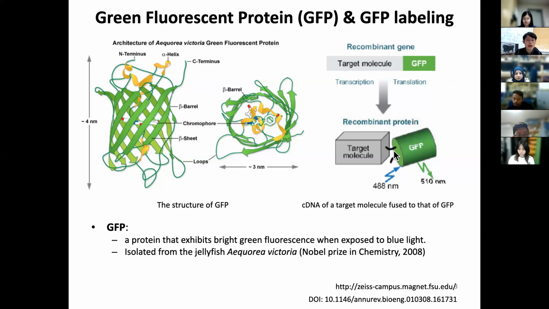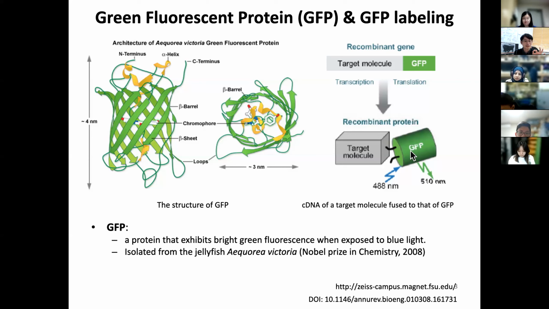Of course, you have to ask, hey, what happens to this target molecule if they are connected to this? Do they function properly? That will be your question. And luckily, so far, this GFP is such a small molecule and stable. It doesn't seem to interfere that much so far. However, I have to say some other proteins, such as RFP or red fluorescent protein, it's known that that can be toxic to the cell.